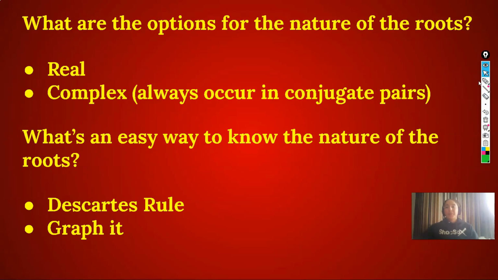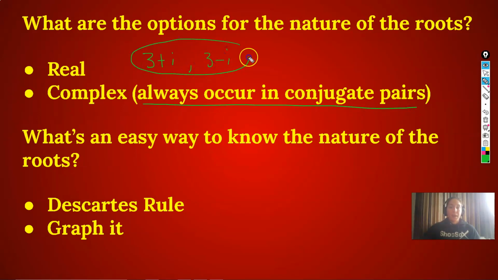So what are the options for the nature of the roots? Well, what we just said, they may be real, right? We may actually see them on the number line. We may actually see the polynomial cross the x-axis, in which case we'll have real roots or real solutions for the polynomial. Or they could be complex, but complex roots always occur in conjugate pairs. So if one of your solutions is 3 plus i, the other solution has to be 3 minus i, okay? And these both have to occur. So if you find one complex solution, then its conjugate is the other complex solution.